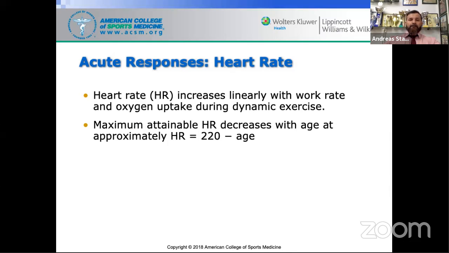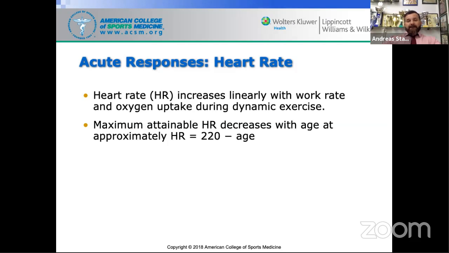Let's break it down a little bit more. Heart rate will increase linearly, which means as the work rate increases, you'll see an increase in the oxygen uptake, which would be like a straight line if you had a diagram.